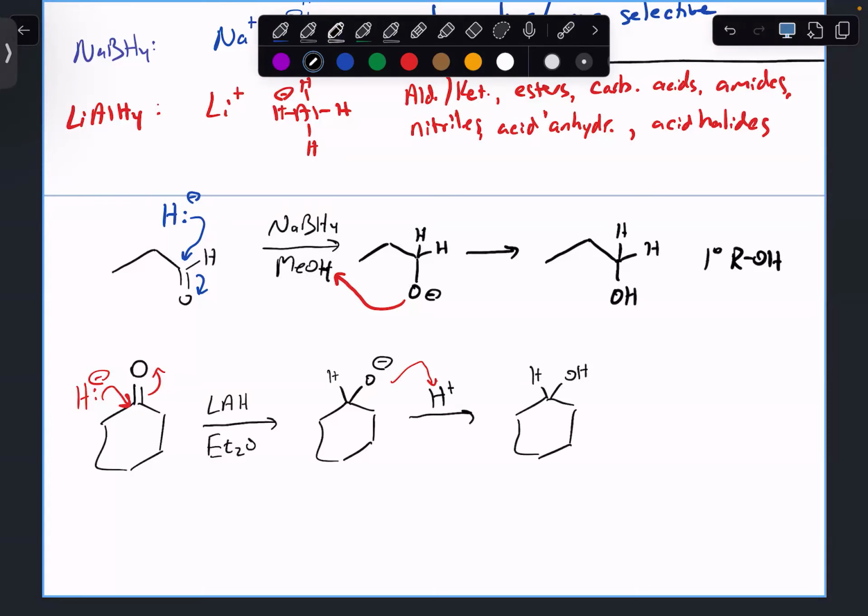And so you can see in this case, we reduced the ketone, and that provides the secondary alcohol. That depends on what you're reducing. If you reduce an aldehyde with either one, you get a primary alcohol. If you reduce a ketone with either one, you get a secondary alcohol. All right. Questions there?